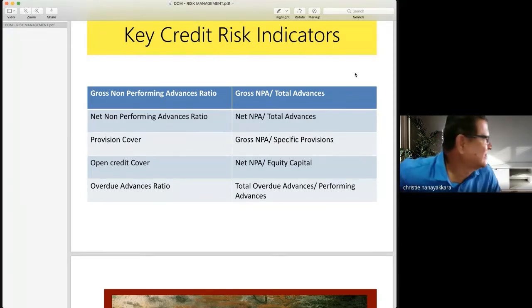The second ratio... can you see the slide? No, sir. No, sir.